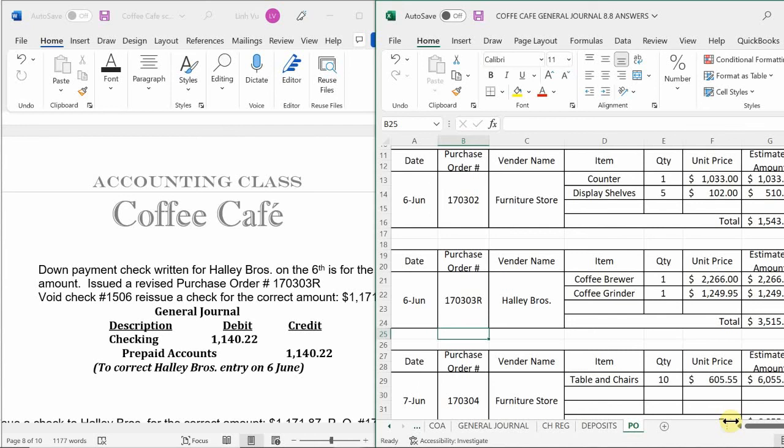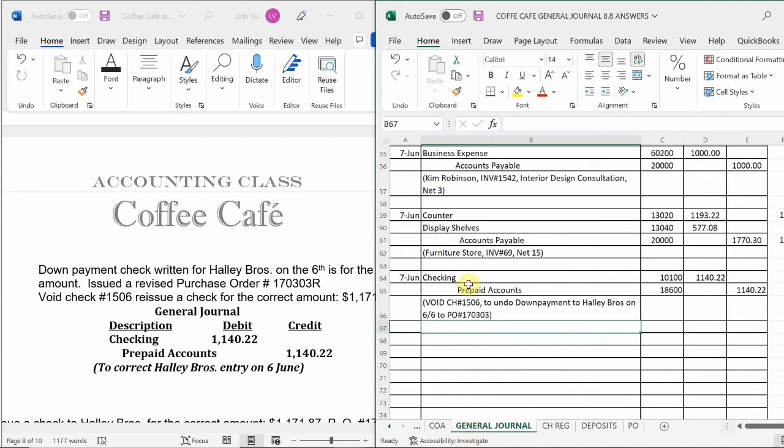But you should make a note on here if you want to create another column, that the down payment has now shifted or changed. So you can put notes on the side saying the down payment is now $1171.87. So there you go. I revised my purchase order.